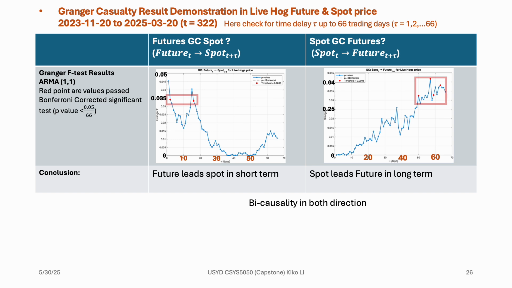Here we could say in the left plot, future does have a Granger causality to spot price in the short term, but we could find that Granger causality in the ARMA(1,1) model also captures some longer significant relationships from spot to future, which is around 60 trading days.